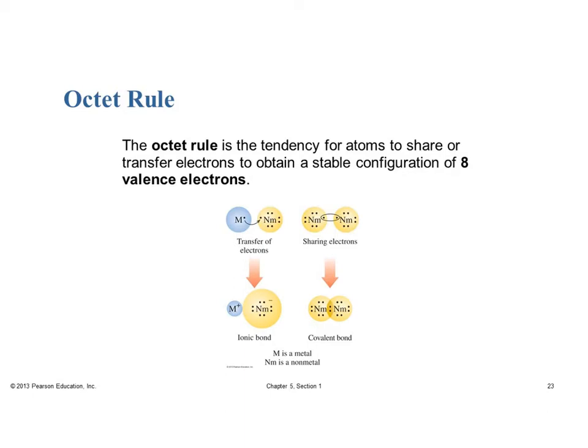That's right. We went through all that just to talk about bonds. So now that we've defined a valence electron, let's circle back to the octet rule.